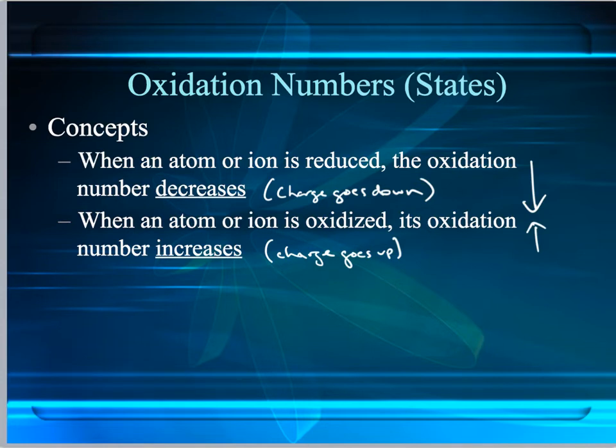Okay, so hopefully just the terms there alone can help you remember that. If you're getting reduced, your charge or oxidation number is going to go down. If you're getting oxidized, your charge or oxidation number goes up. And we're going to see examples of this. Like I said, there are some rules coming up here pretty soon to help us figure that out.